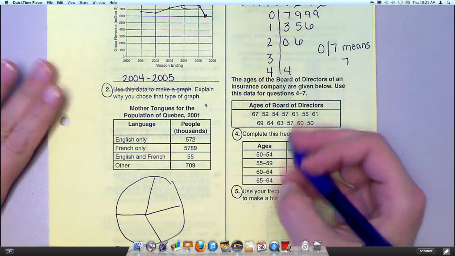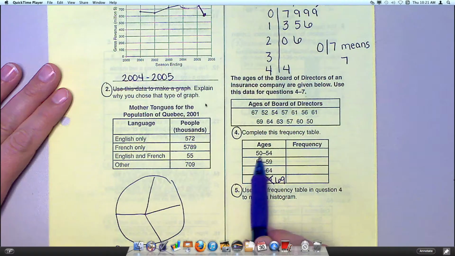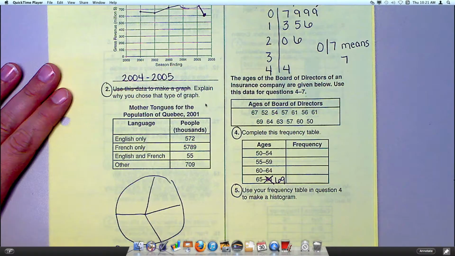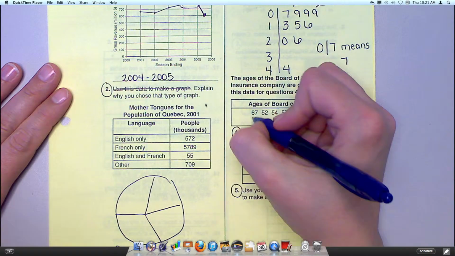Yeah, you're right. This should be 69. Okay, if you're following the pattern from the other ones, 50 to 54, 55 to 59, 60 to 64, 65 to 69. Good catch. I wouldn't have caught that. Okay, let's start tossing these in.